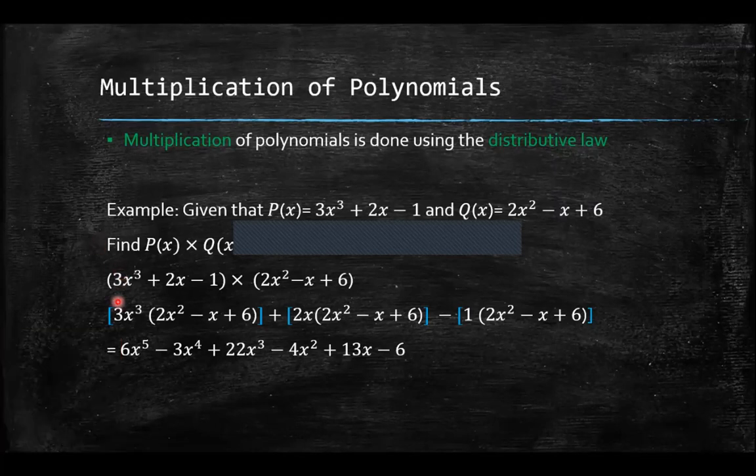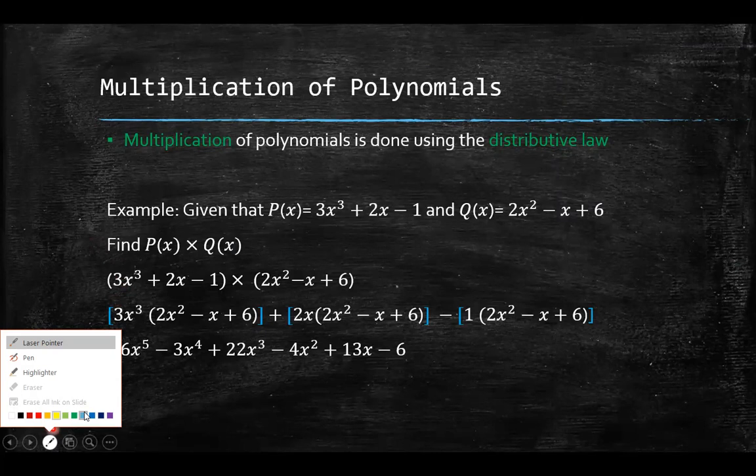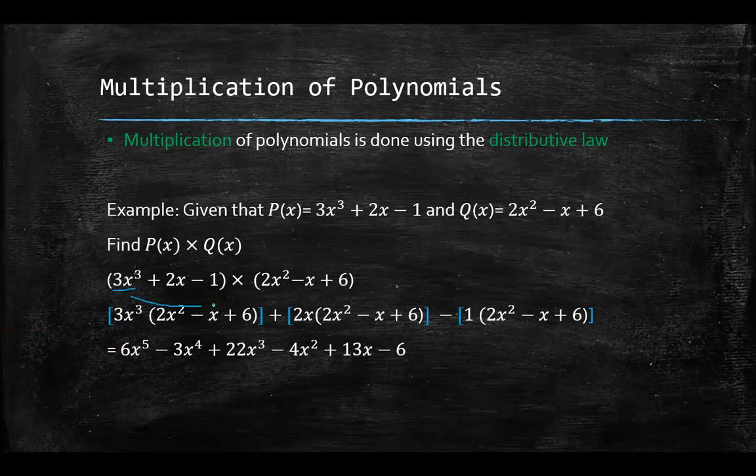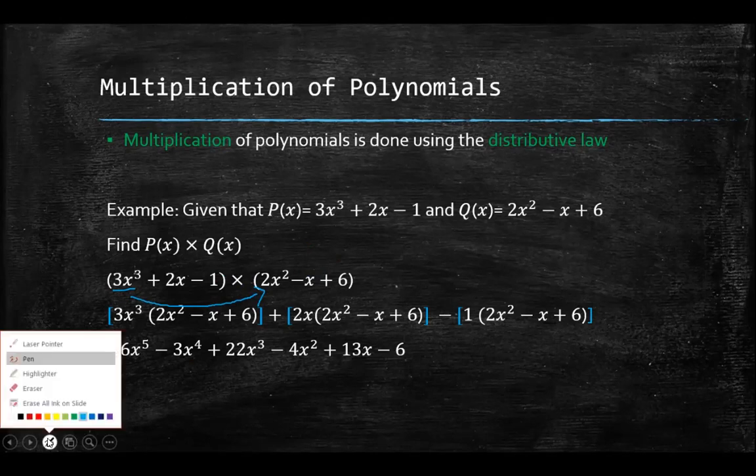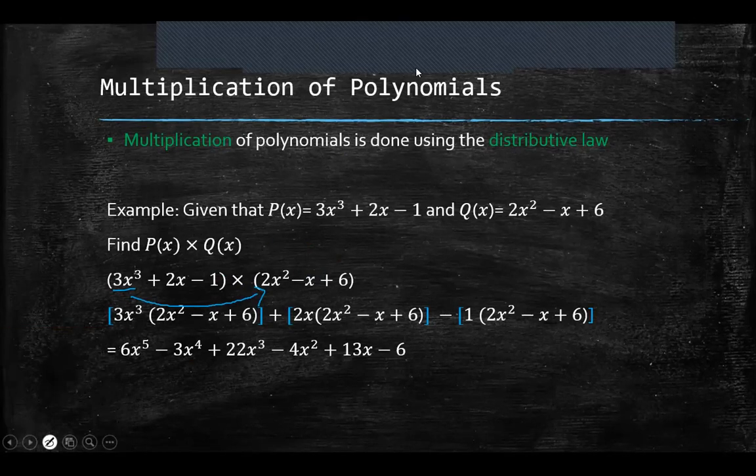Right. So just like we were doing just now, distributive law, it's this first term multiplied by everything in the bracket here. So 3x cubed times 2x squared, then I'll multiply 3x cubed by minus x, and I'll multiply 3x cubed by 6. Then I'll do the same thing with the 2: 2x by 2x squared, 2x by minus x, 2x by 6. Then I'll do the same thing with minus 1: minus 1 times 2x squared, minus 1 times minus x, minus 1 times 6. Same concept, just a little more terms, right?